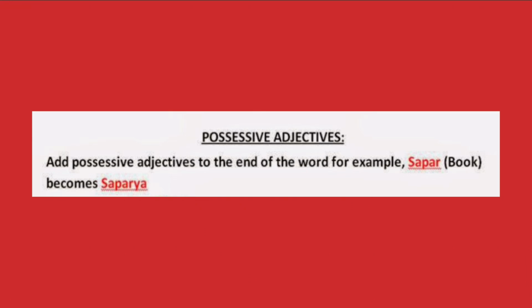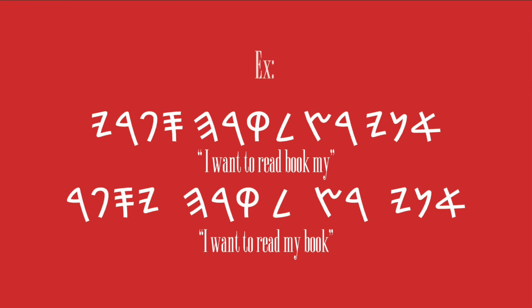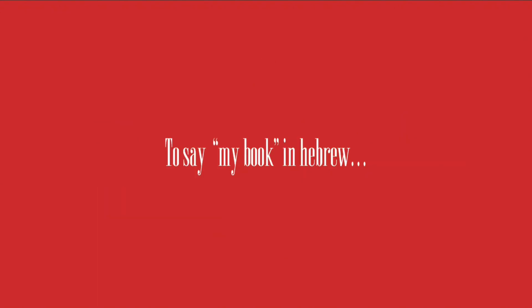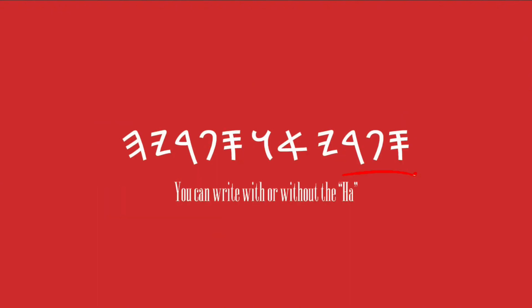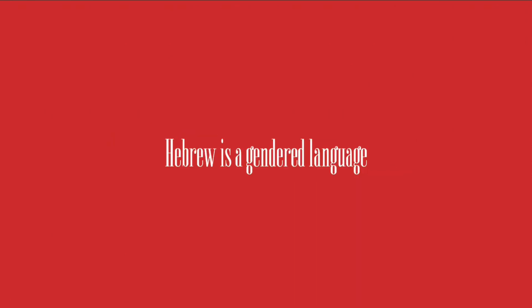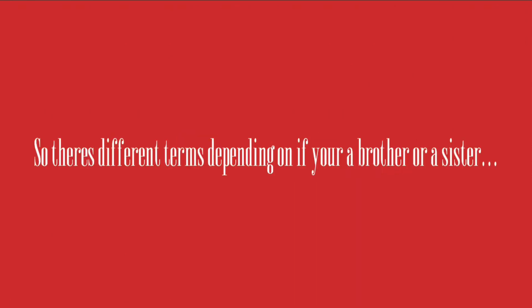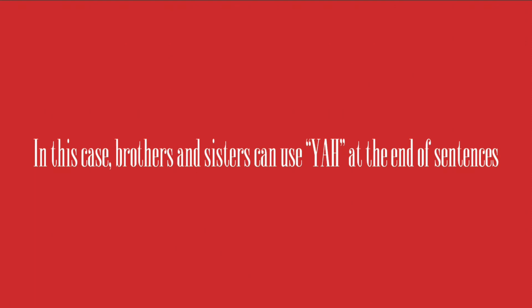So we're going to talk about how to make something yours. In Hebrew, instead of saying that something is yours, you would basically say it the other way around. For example, instead of saying my book, you would basically say book my. So in Hebrew, to say my book, you would say sapar ya. Sapar is the word for book, and ya is the word you would add at the end. Now, Hebrew is a gendered language, so there are specific phrases for brothers and also for sisters, but we will get into that later. But for this, both brothers and sisters can use this.